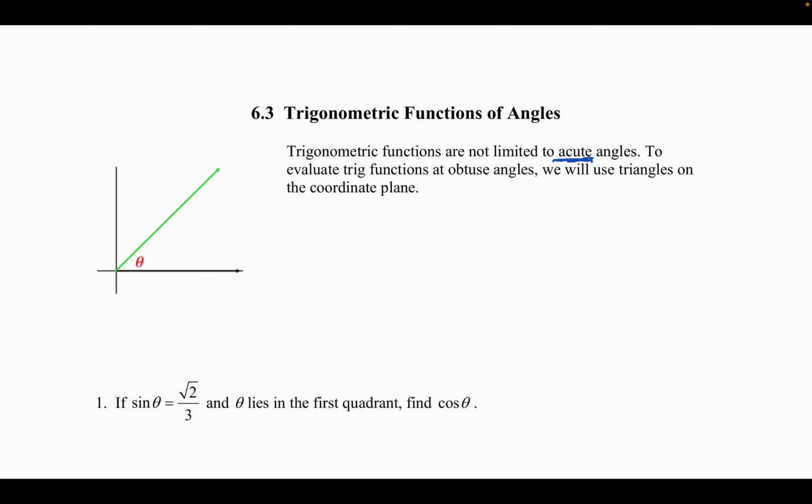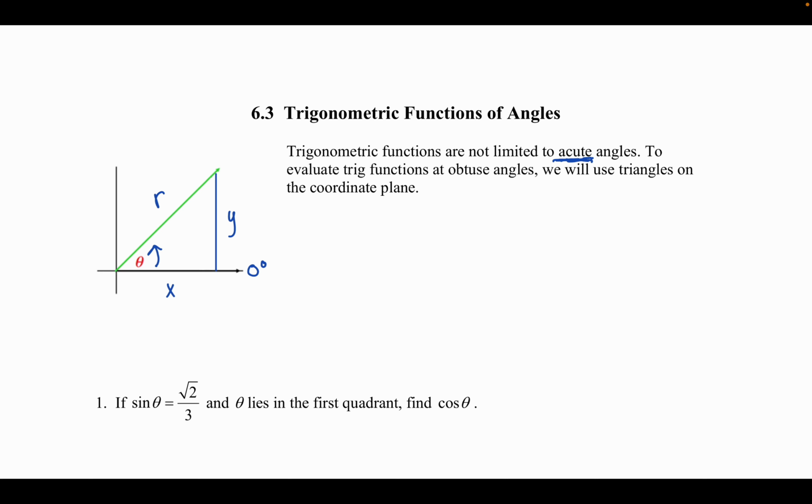To evaluate trig functions at obtuse angles, we will use triangles on the coordinate plane. We just need to make sure that we've got all of our reference points correct. On the coordinate plane, we always start with the x-axis as our starting position, 0 degrees, and then we rotate through. This green ray is our terminal point, and we make a triangle out of this. Then we have an x and a y for our x coordinate and y coordinate, and then we call this r.